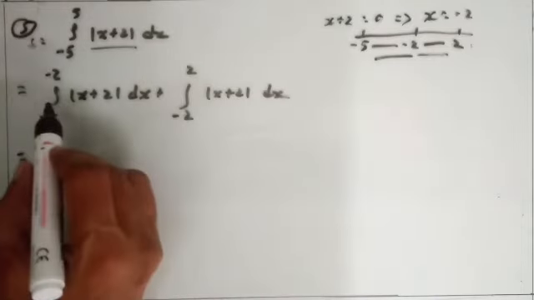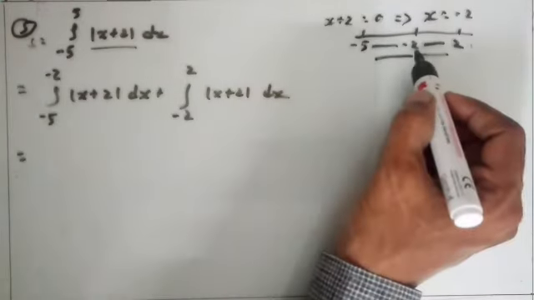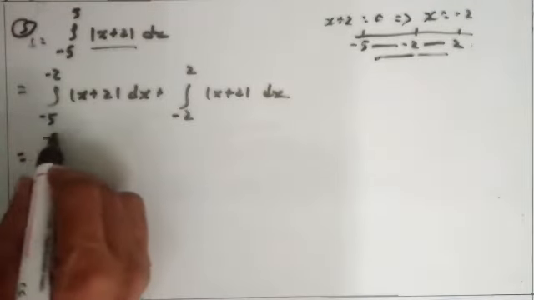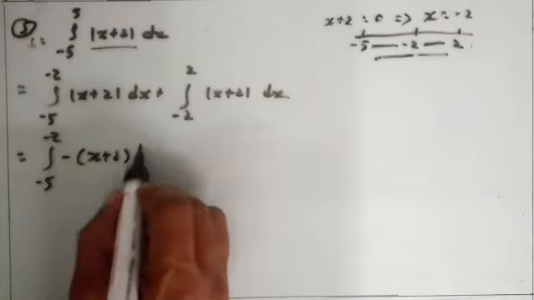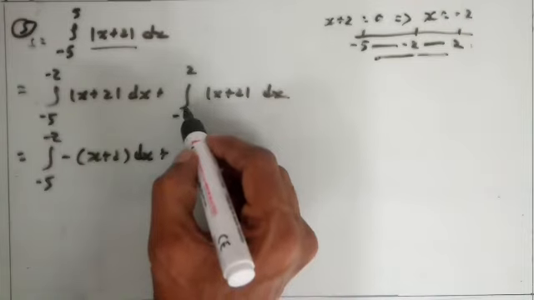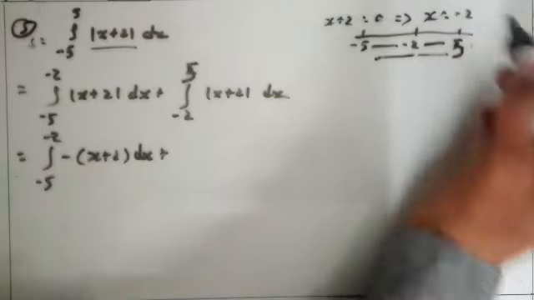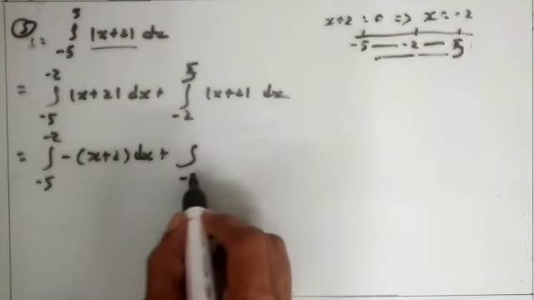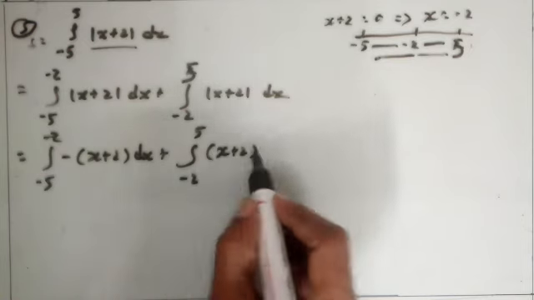So it is equal to, now x plus 2 between minus 5 to minus 2, that is the value of x less than minus 2, then it becomes negative. So integration minus 5 to minus 2 mod, remove this magnitude, we get minus of x plus 2 dx, plus minus 2 to 5 mod of x plus 2, which becomes positive, so x plus 2 dx.